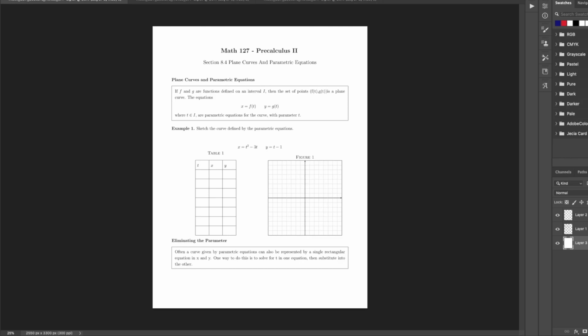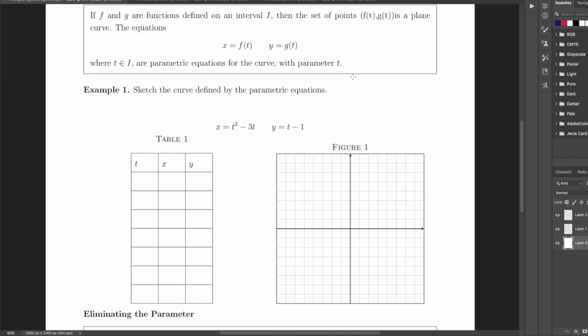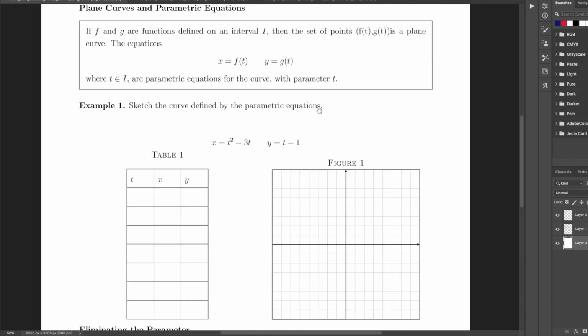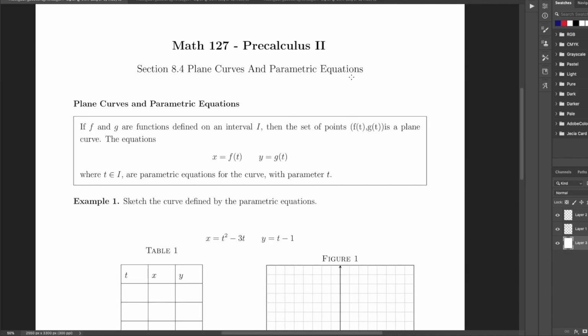Section. This is a lot easier than the last section. So let's just kind of crash into it. So this is parametric equations. All right, so plane curves and parametric equations.